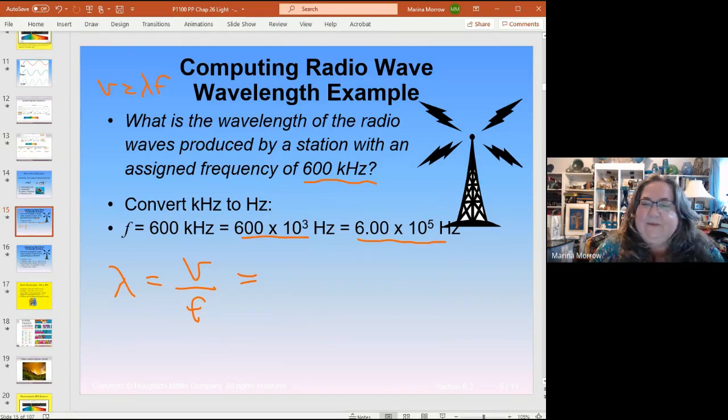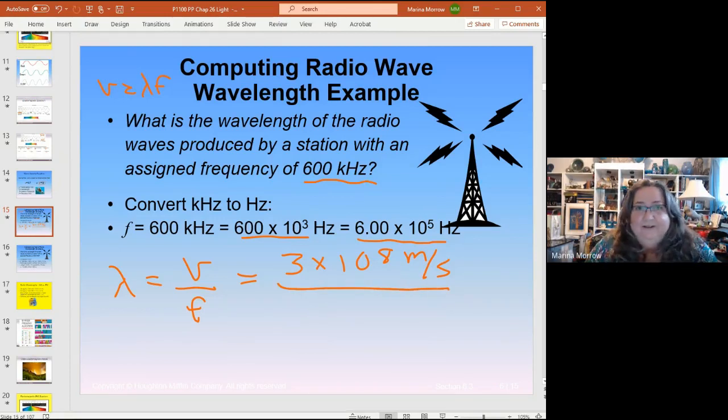The velocity for the wave isn't given in the problem, but we know what it is because it's a radio wave. So it's 3 times 10 to the 8th meters per second. Basically, in this chapter, all the velocities are the same. They are c, the speed of light. And then I'm going to divide by the frequency in scientific notation, because that usually does make it easier. And that's going to be in hertz, or cycles per second.